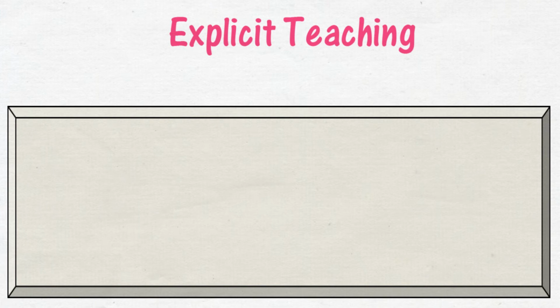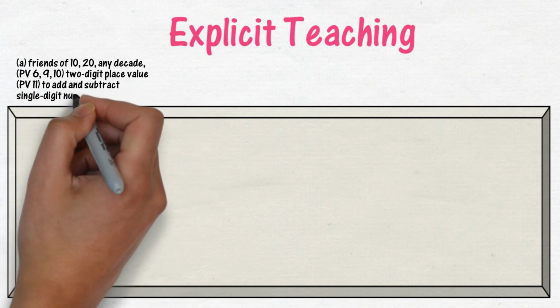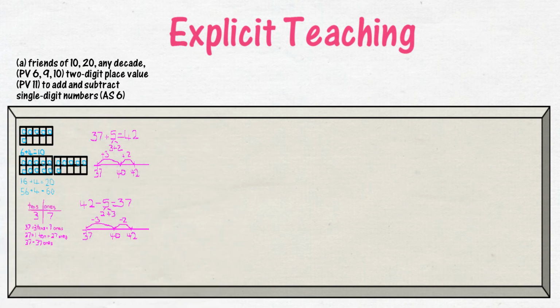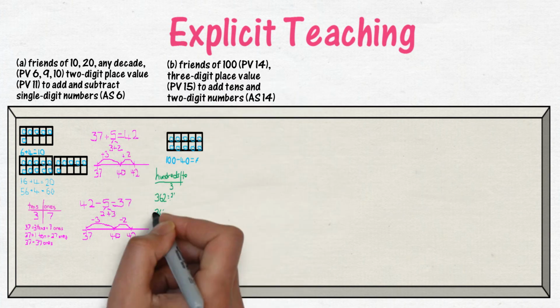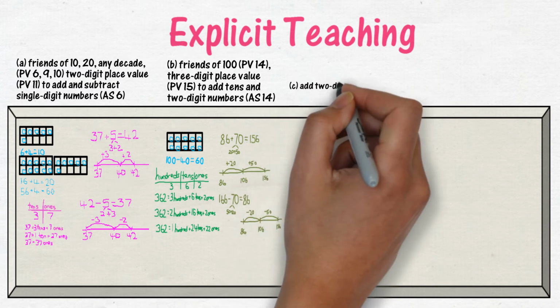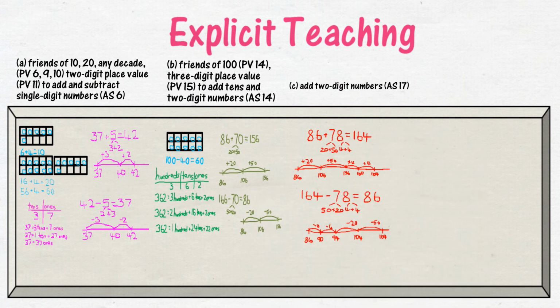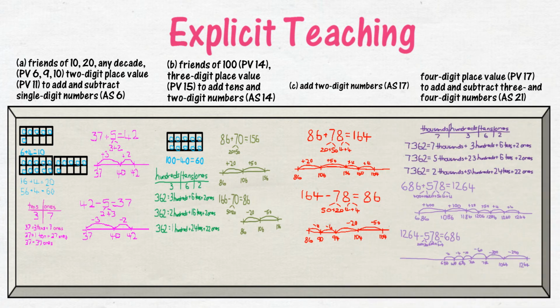For example, A, friends of 10, 20 and any decade, 2-digit place value and adding and subtracting single-digit numbers. B, friends of 100, 3-digit place value to add and subtract tens and 2-digit numbers using place value. C, friends of 100, 3-digit place value to add and subtract 2-digit numbers, and 4-digit place value to add and subtract 3 and 4-digit numbers.